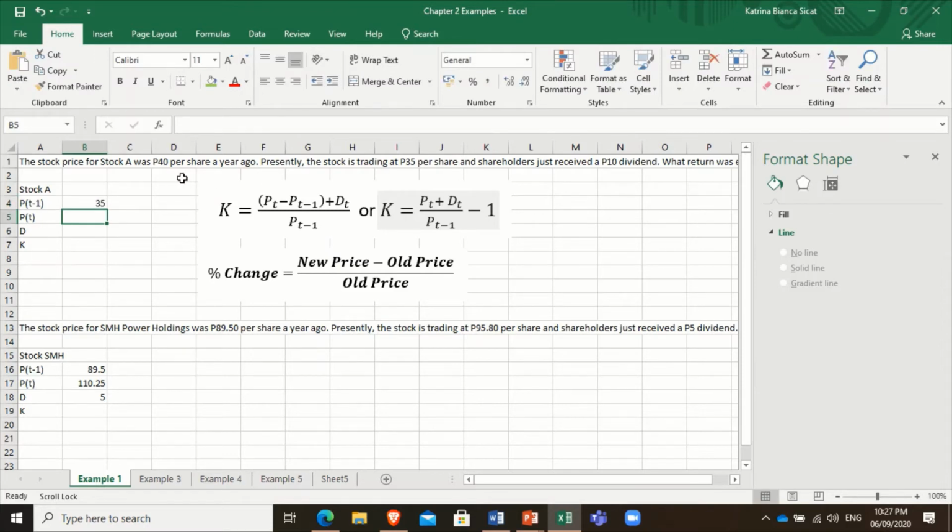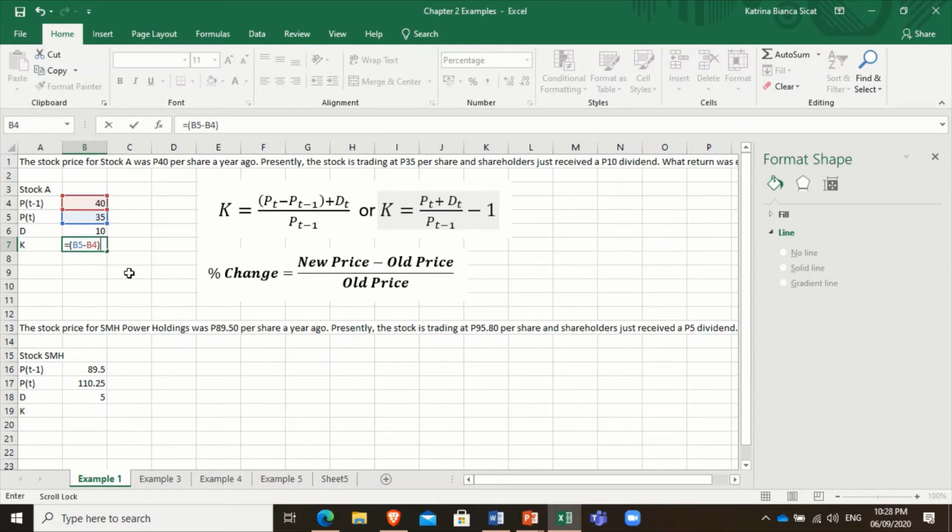The stock price a year ago was 40. Your current price is 35. And your dividends, it is at 10 peso. So, kung dito ka sa Excel magsosolve ng problems, you just simply put the equal sign and then we input our equation. So, PT, which is current price, is 35 less your price last year, which is 40.